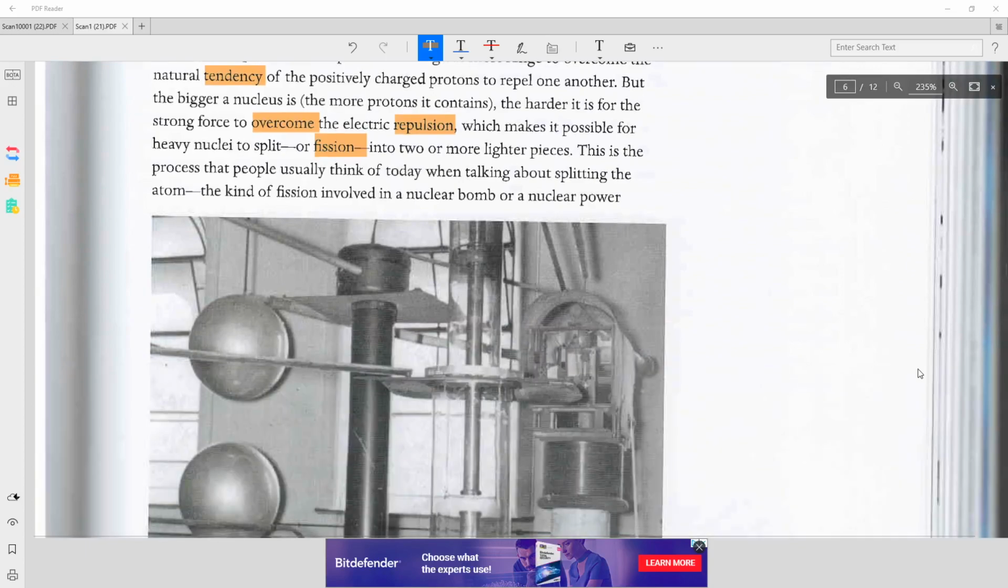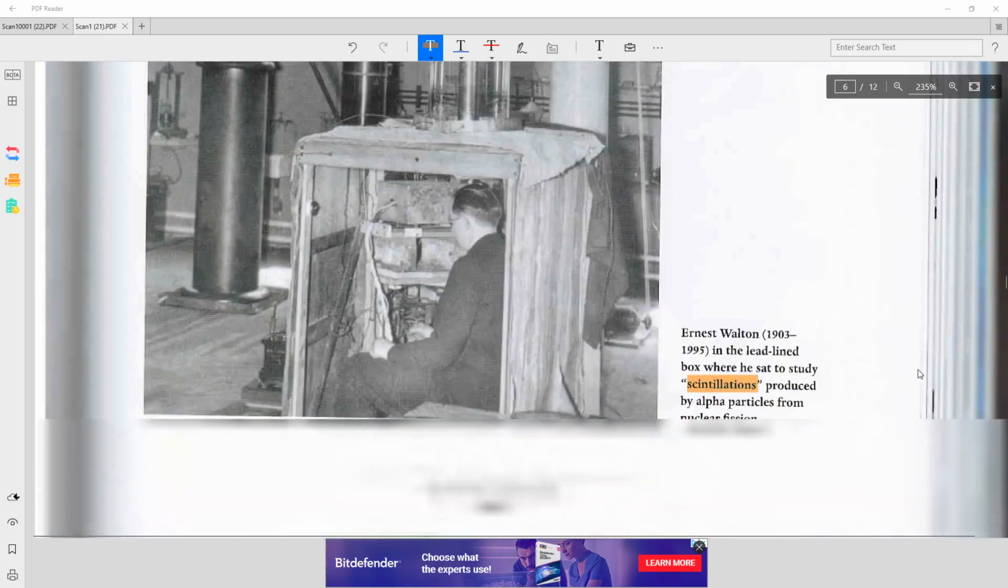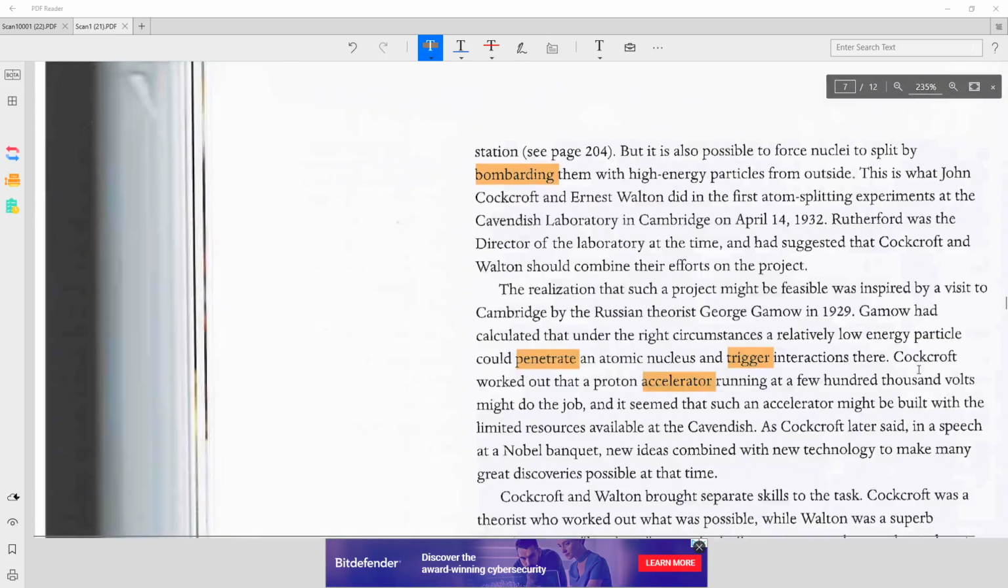This is the process that people usually think of today when talking about splitting the atom, the kind of fission involved in a nuclear bomb or nuclear power station. But it is also possible to force nuclei to split by bombarding them with high-energy particles from outside. This is what John Cockcroft and Ernest Walton did in the first atom-splitting experiments at the Cavendish Laboratory in Cambridge on April 14, 1932.